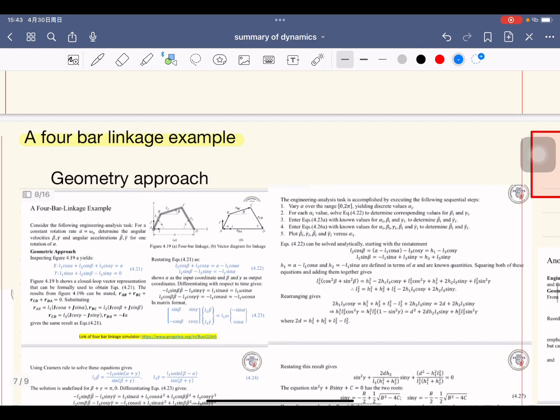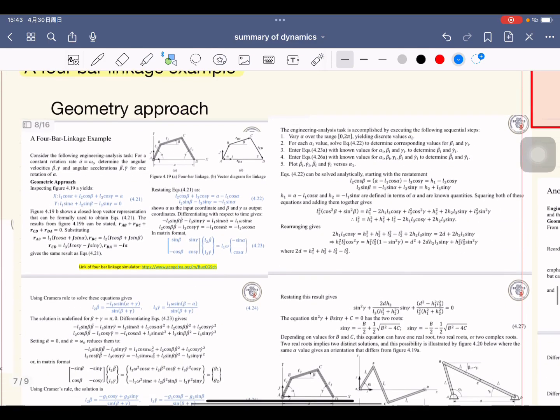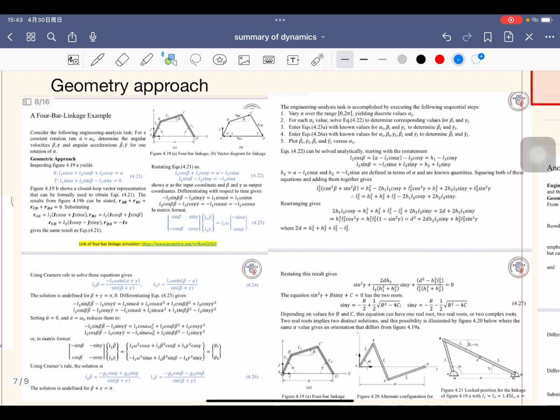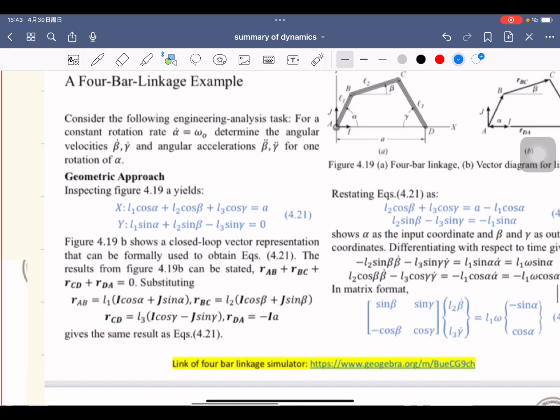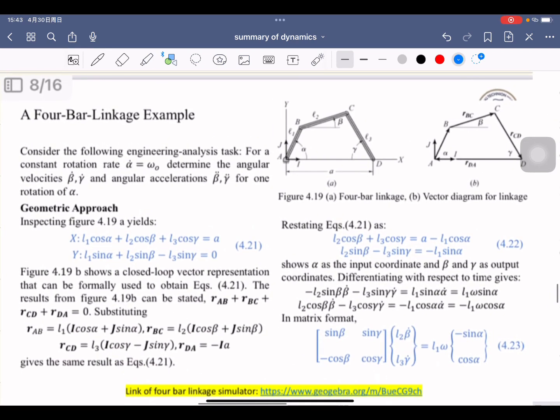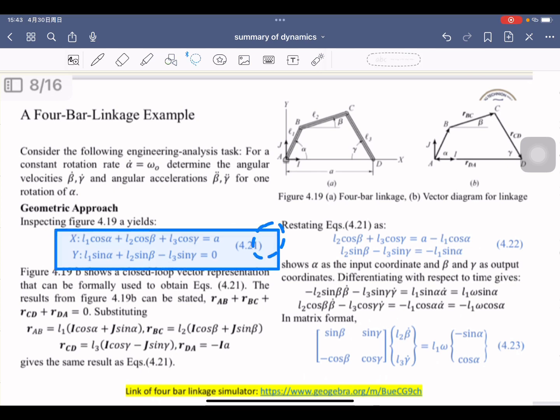So after introducing it, we will introduce a 4-bar linkage example. The first one is the geometry approach. A 4-bar linkage example. Let's consider the following engineering problem. Actually, we will also have 2 approaches. The first approach is geometry, and the second approach is vector. And also the same for the geometry approach, you should find out the X and Y components. Okay, the X and Y components.